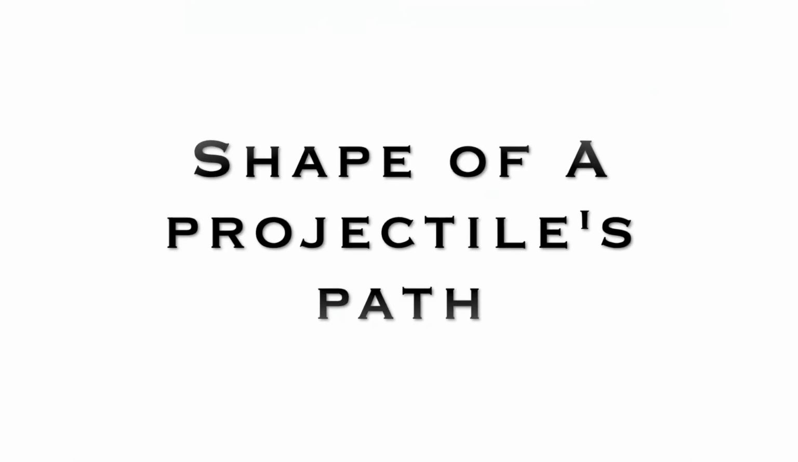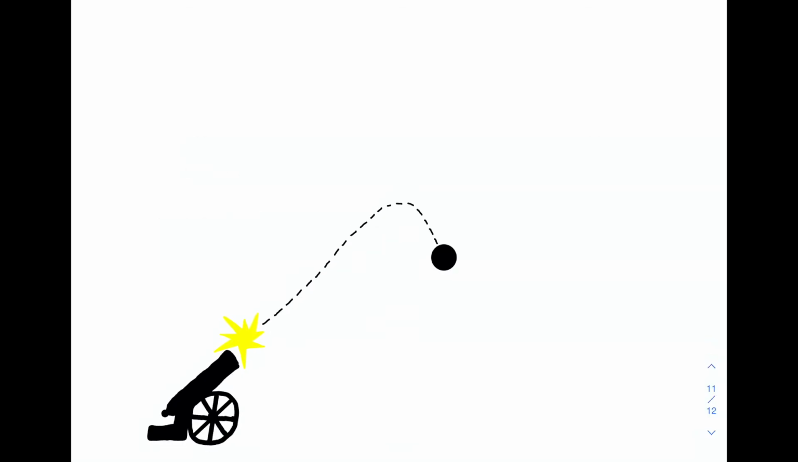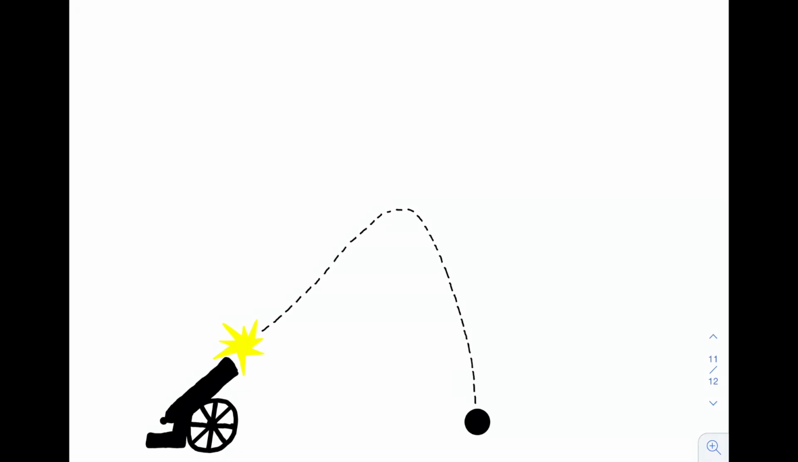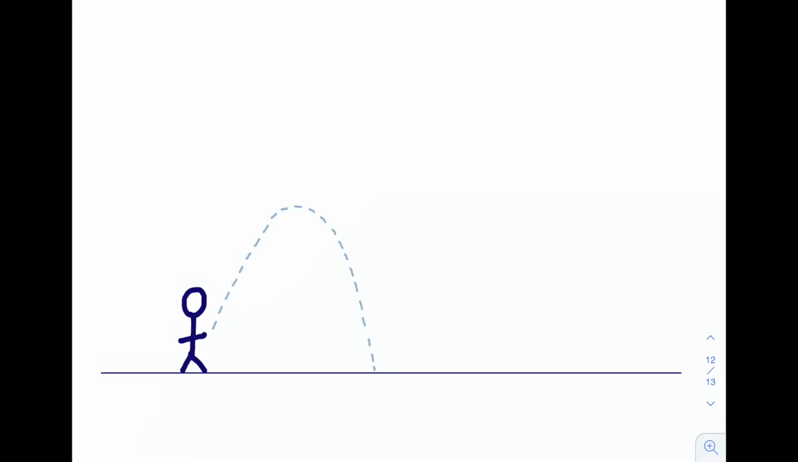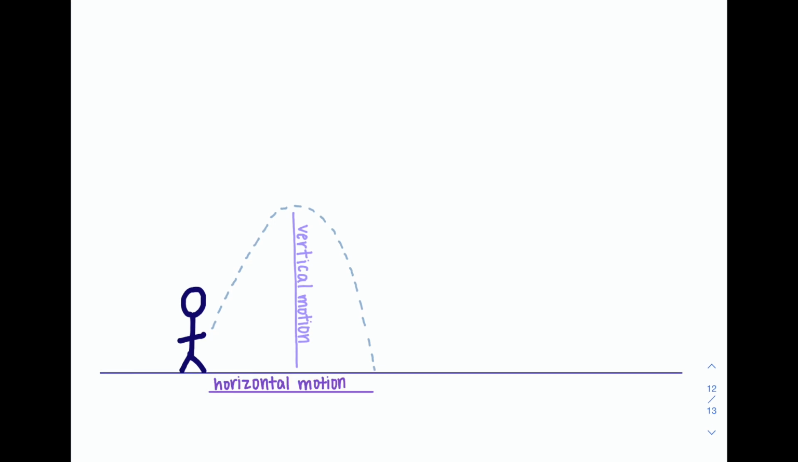I will now be talking about the shape of a projectile's path. A projectile is an object with the only force acting on it being gravity. Many projectiles have a vertical motion and a horizontal motion. That means as they move up or down, they are also moving horizontally. These two components of a projectile's motion are horizontal and vertical motion. These two components of motion are independent of each other.